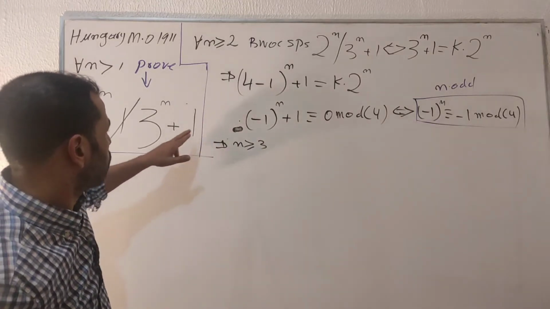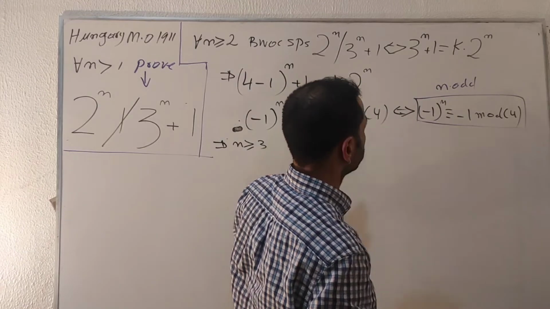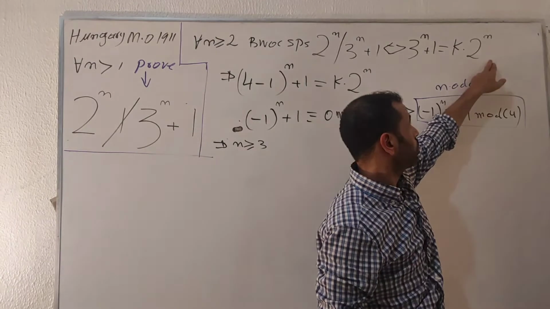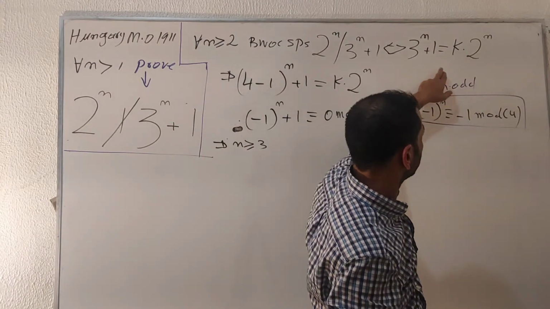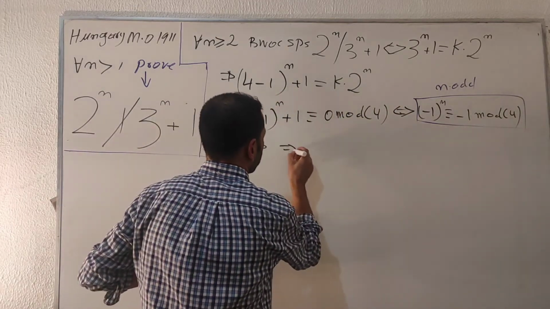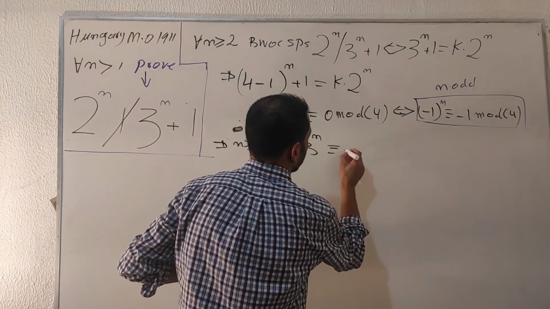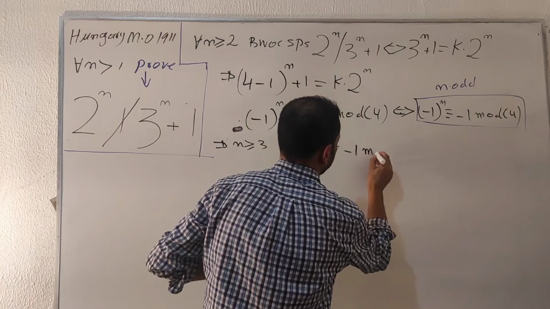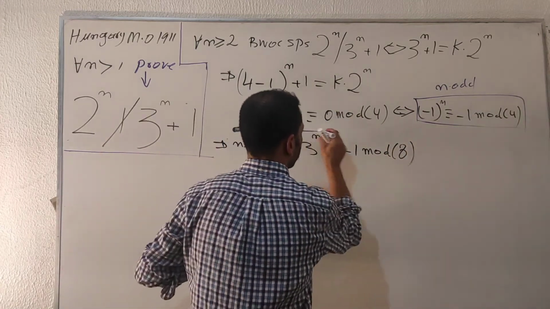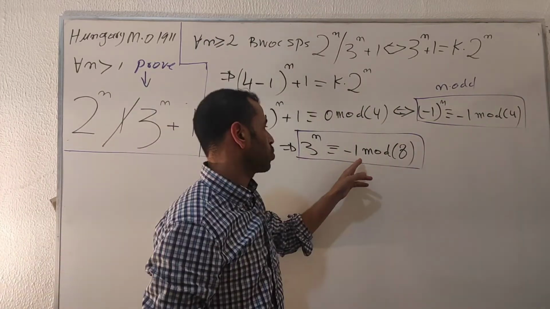Now let's go back to our setup right here. Also, since n is at least 3, this term will now be divisible by 8. So let's reduce both sides of this equation mod 8. I get 3^n, which is congruent to -1 mod 8. So I have ended with this nice expression here.